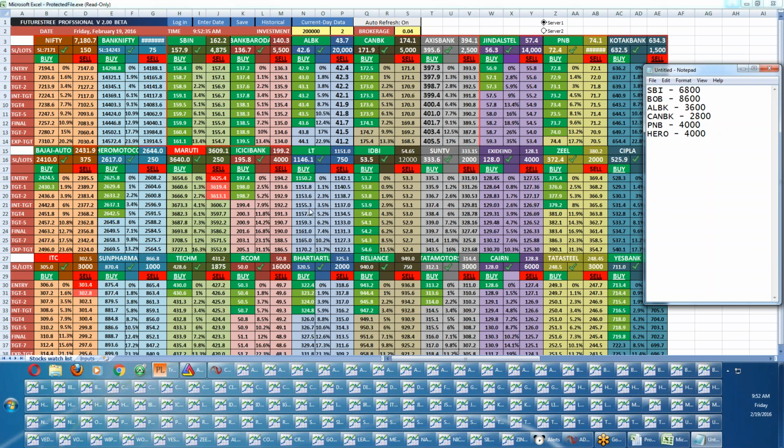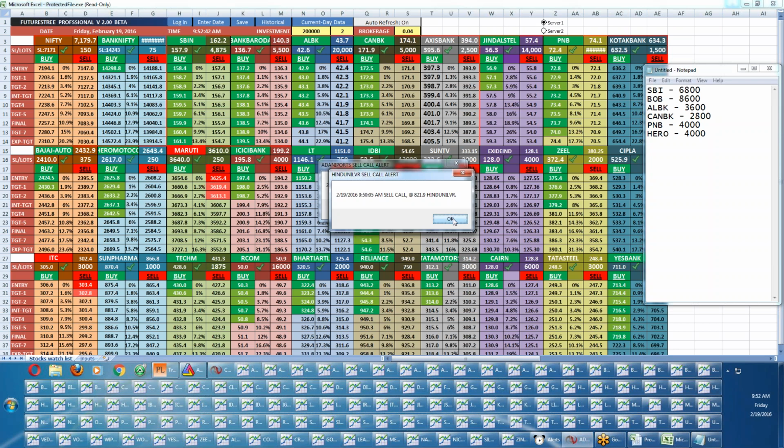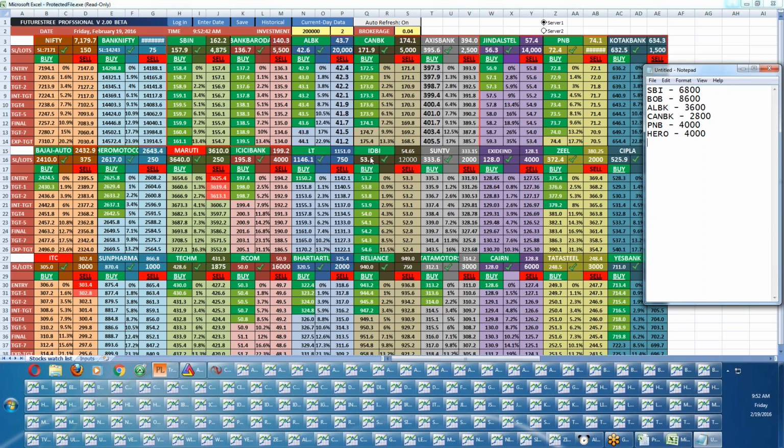L&T, we have a buy call now, 1150. You can see that here. HUL, we have a sell. Adani Ports, we have a sell. So let me calculate IDBI. IDBI's current price is 54.60. Your entry is 53.70. So that's around 90 paise in that. And your lot size is 8000. So that's 7200.